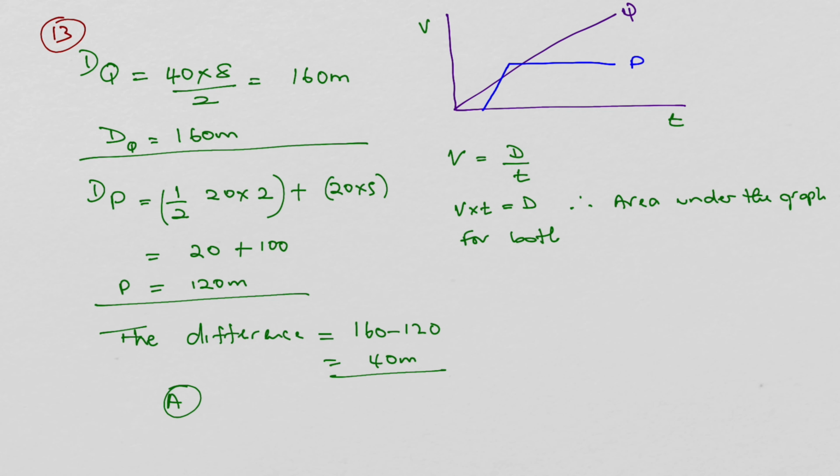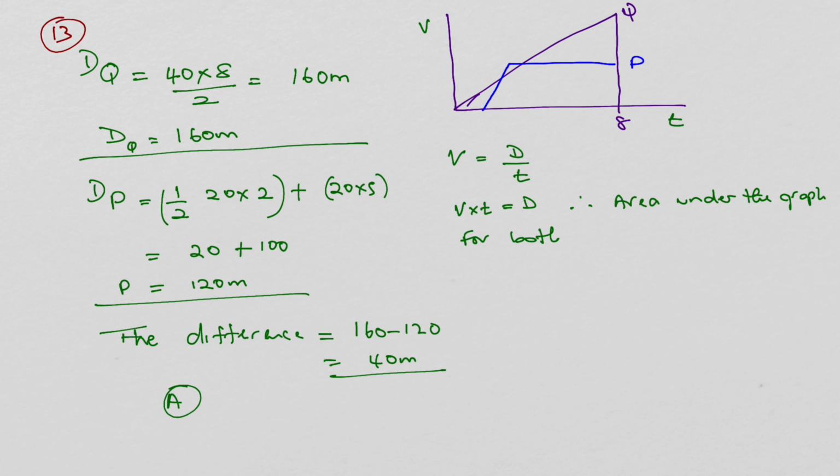Q leaves at time t equals 0 and P leaves 1 second later. The figure shows the velocity-time graph for P and Q. What is the distance between Q and P when t equals 8 seconds? Well, for a velocity-time graph, to find the displacement or distance, you find the area under the curve. So what we need to do is find the area under the curve, and we can find the area under Q here at 8 seconds.